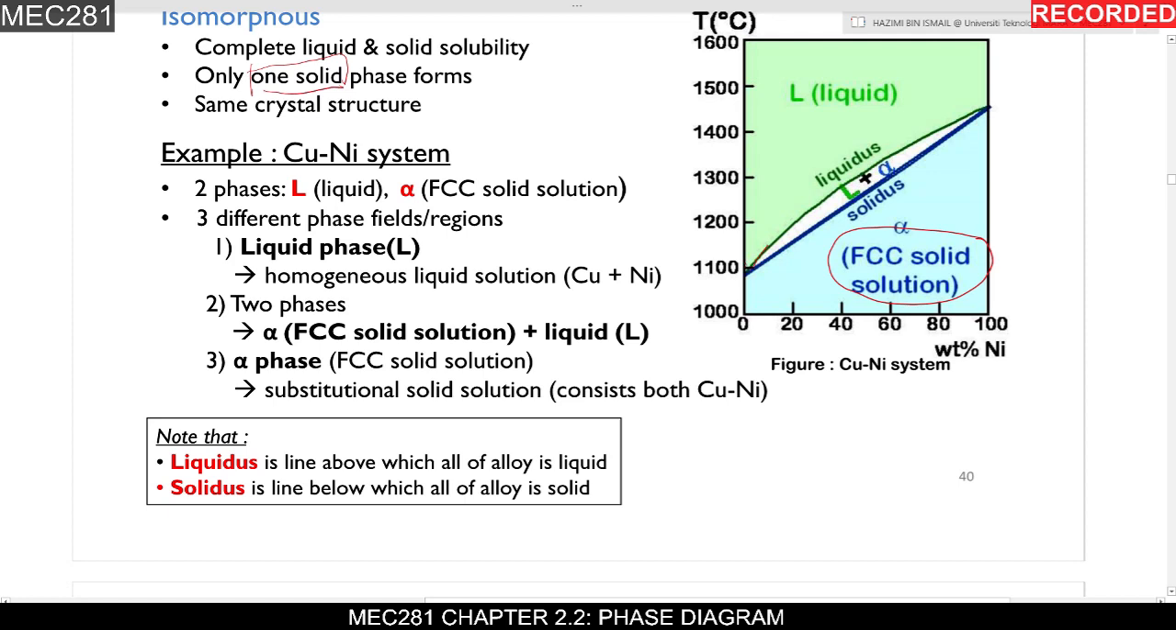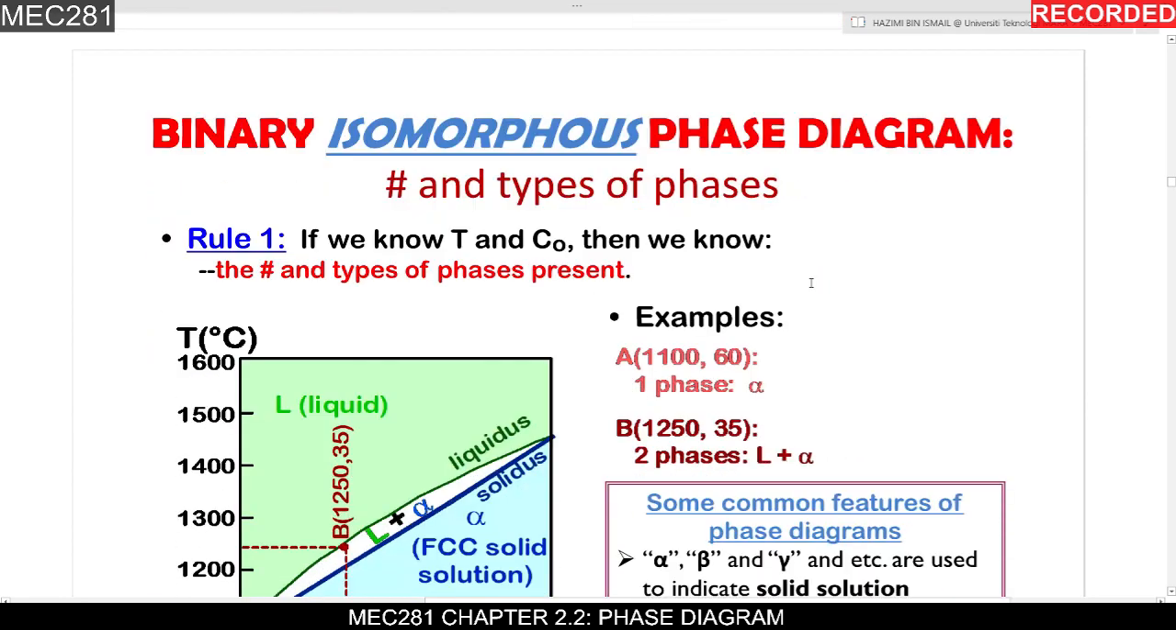The line here, we name it liquidus, is the line above which all of the alloy is liquid. So this is the border, the limit for the liquid. And then the solidus is the line below here. This is the limit, the border between the two phases and the solid. So we call it solidus. Liquidus and solidus.